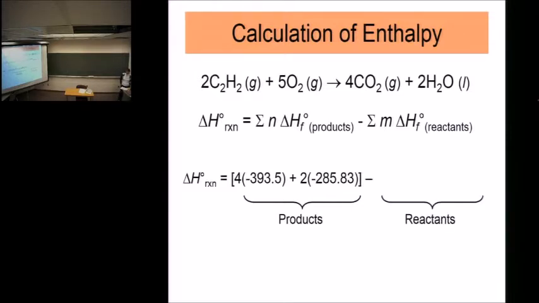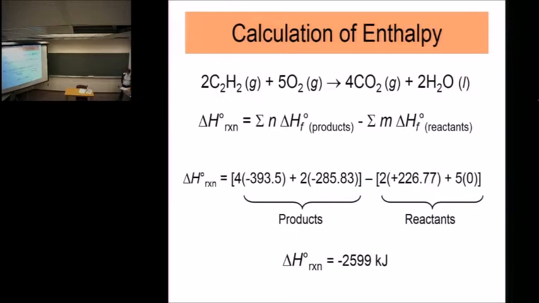The reactants would be C2H2, so I have to look that one up, and I'd have to multiply that by 2. Now that's a positive number, so be careful. Plus 5 times, what would O2 gas be? 0. Does everybody remember that's 0? 5 times 0. Now watch the math carefully. When you do that, this is what you get.